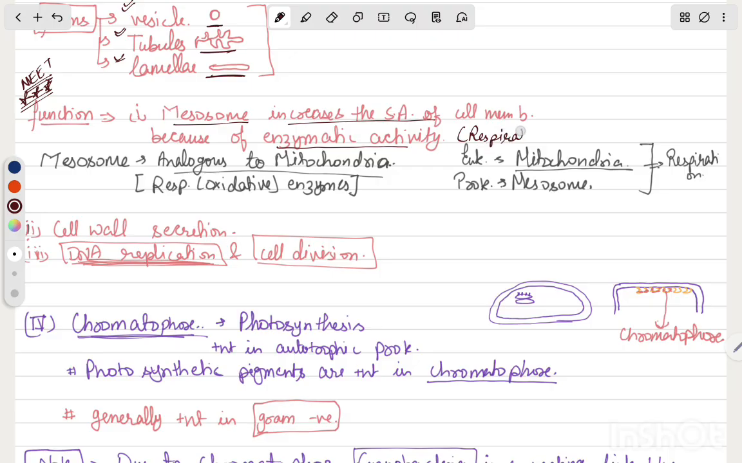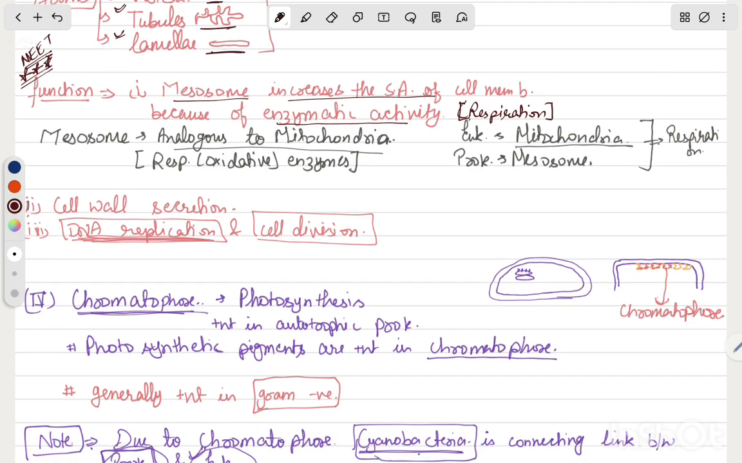It has a respiratory enzyme or oxidative enzyme, and mesosome has a great role in respiration. For example, in eukaryotes, for aerobic respiration, there is an organelle, that is mitochondria, present, but in prokaryotes, since mitochondria is absent, mesosome has a major role for respiration. So we can say mesosome is analogous to mitochondria because of the presence of respiratory enzyme.